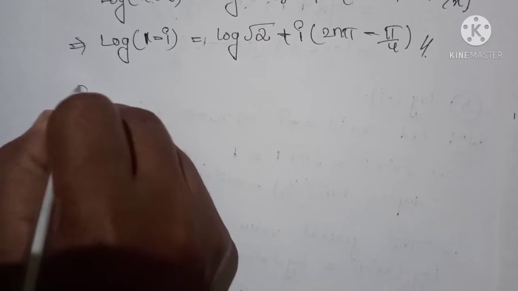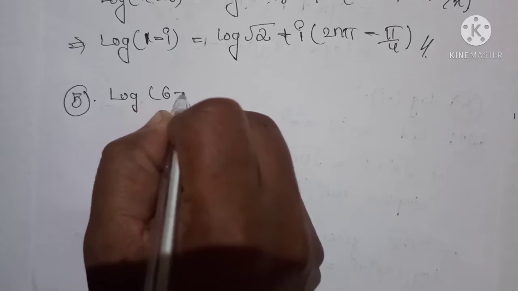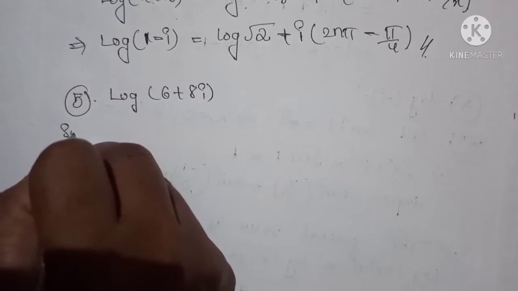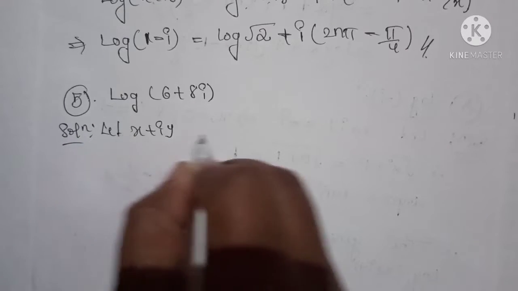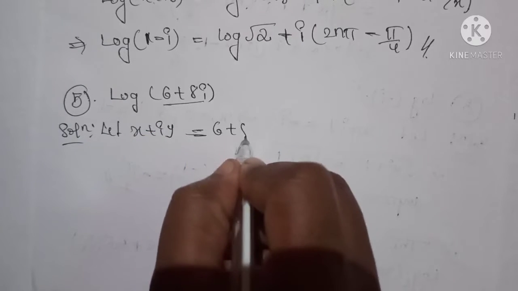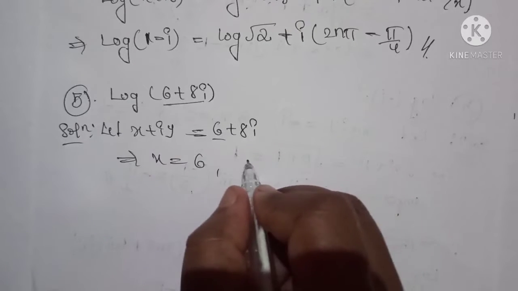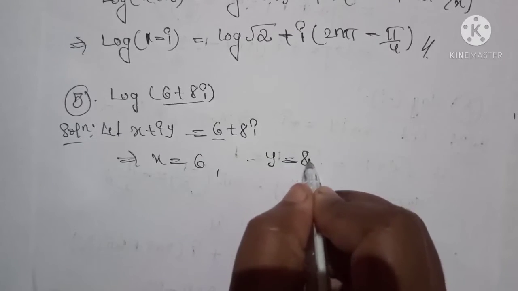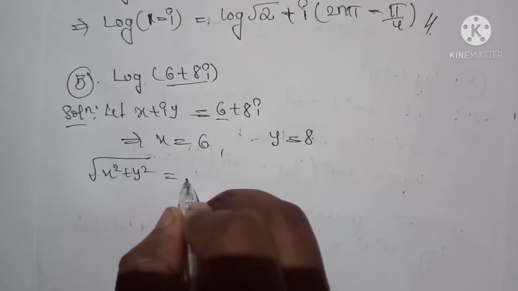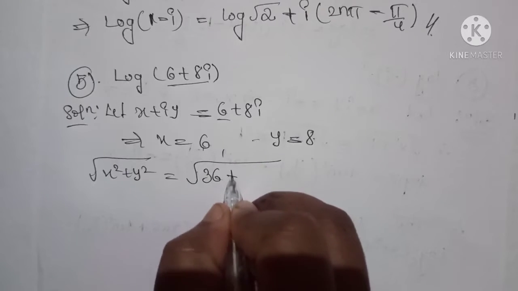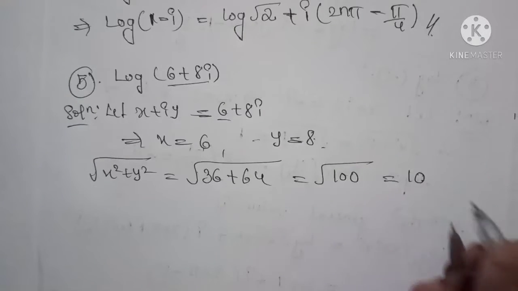Next problem, find all the values of log of 6 plus 8i. First let us consider the x plus iy value. It is given by 6 plus 8i, which means x equals 6, and equating the imaginary part we get y equals 8. So square root of x square plus y square is 6 square, 36, plus 8 square, 64, which is 100. That means it is equal to 10.